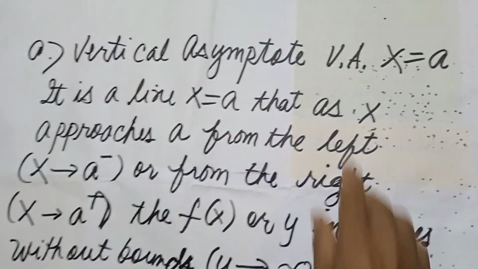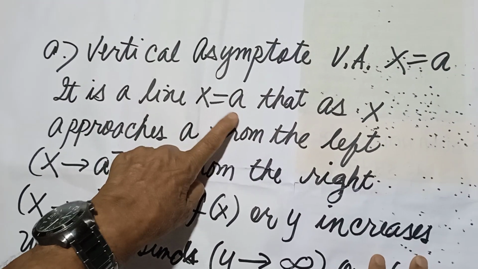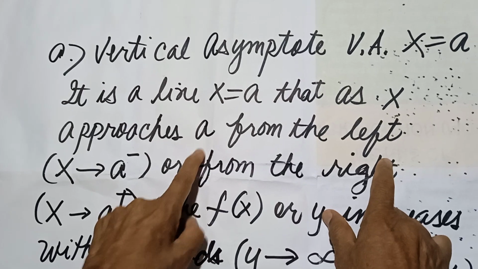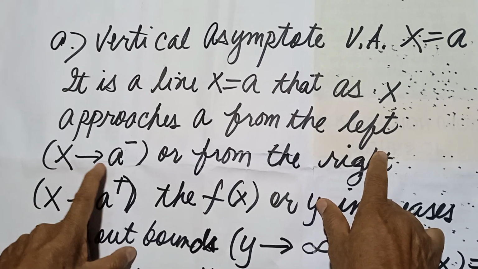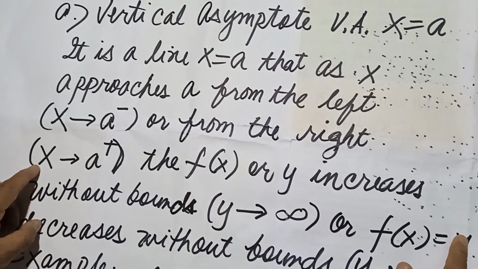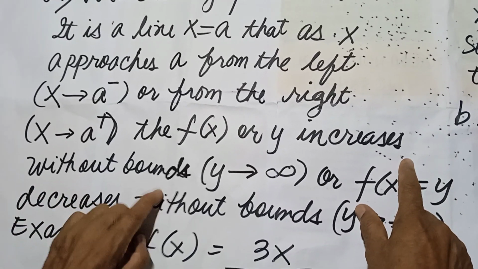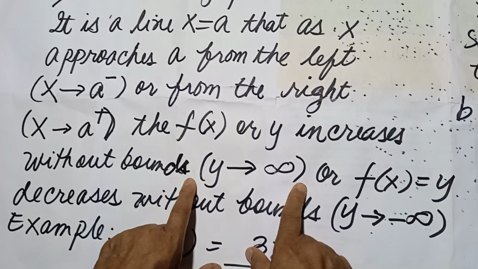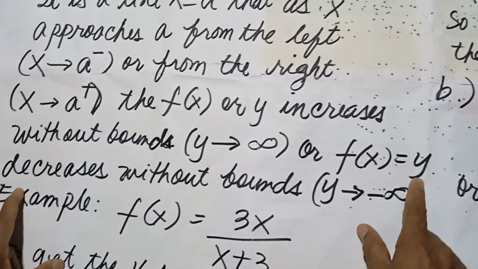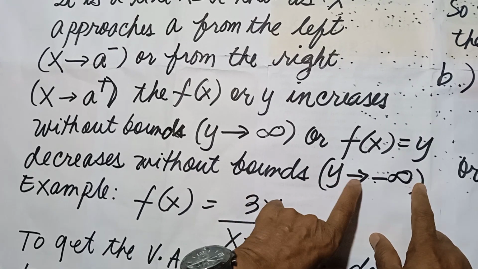The vertical asymptote, VA, x equals a. It is a line x equals a such that as x approaches a from the left, in notation, or from the right, the f of x or y increases without bounds, or y decreases without bounds. That is the notation.